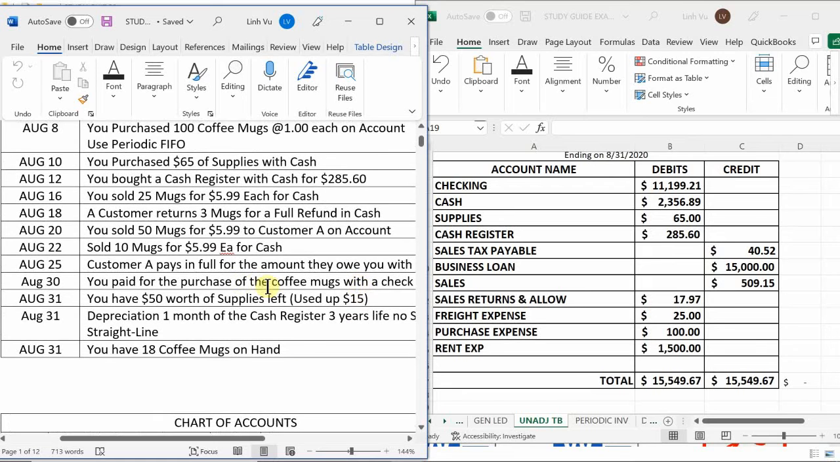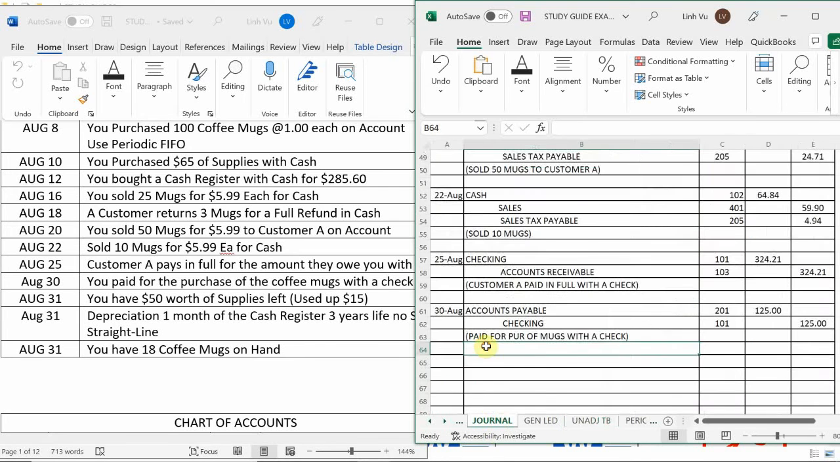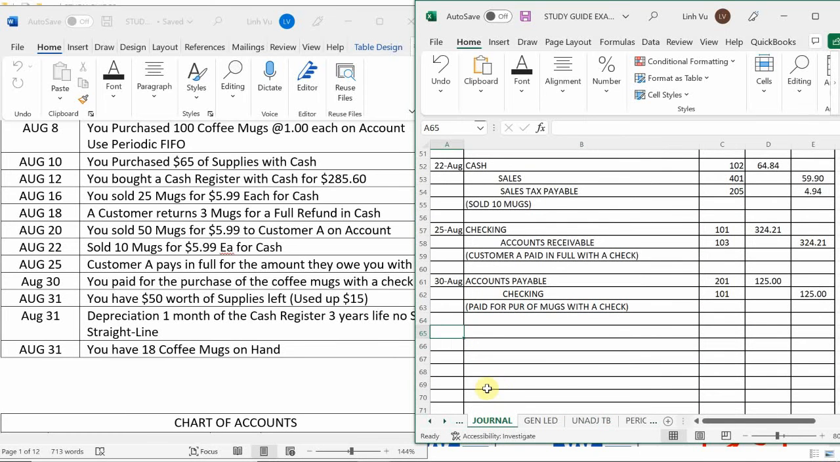So you have exactly 3 adjustment entries here. You have to adjust your office supplies, you have to do your periodic inventory conversion, and you have to do your depreciation. Okay, so let's take a look at my journal here. The first one is that you need to adjust your supplies, right? You have a total of $50 worth of supplies left, meaning you used up $15.